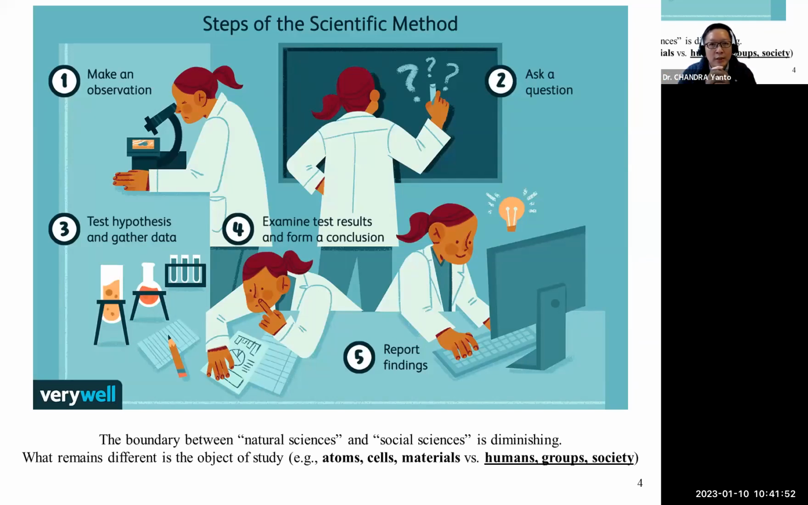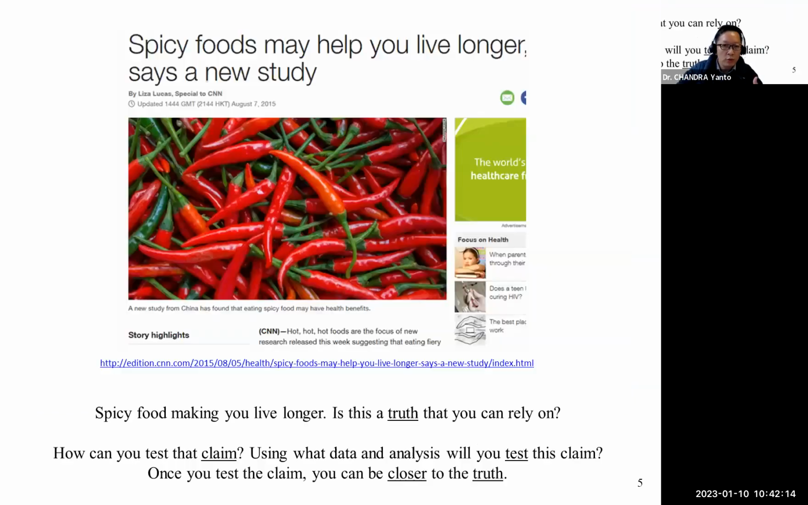If you are in engineering or sciences, you might look at atoms, very small things, nanomaterials, cells, materials, versus in social sciences, we are looking at humans, groups, organizations and society. So that's what we look at in terms of scientific methods.